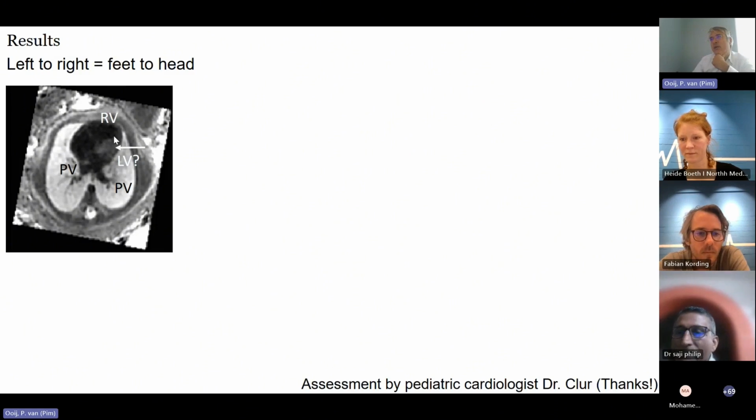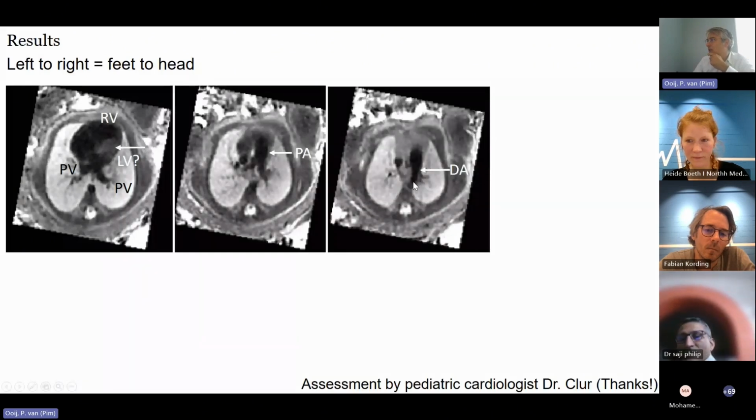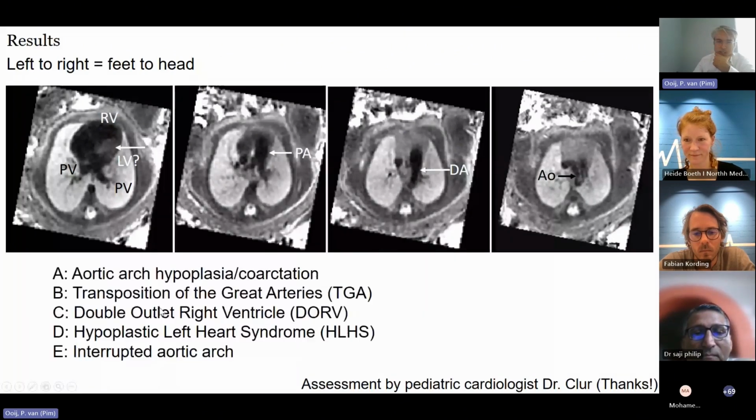So here's again a right ventricle, and here's a left ventricle, but there is a kind of misty white signal over the left ventricle, and the pulmonary veins are really large. So then we go up again. The pulmonary artery exits from the right ventricle, which should be fine. There's a duct, but the duct is really big, and there's an aorta, which is really small. So what do you think? A, B, C, D, or E?